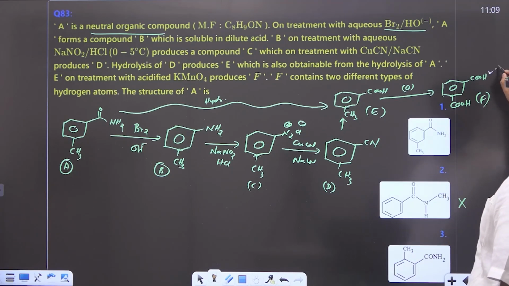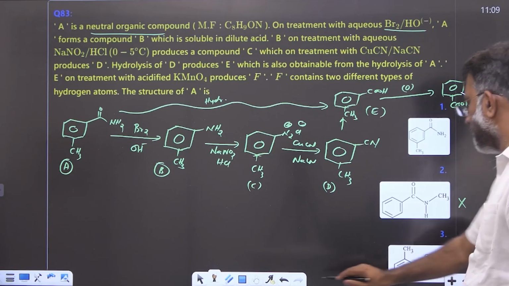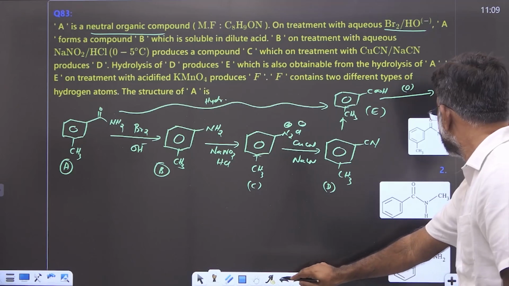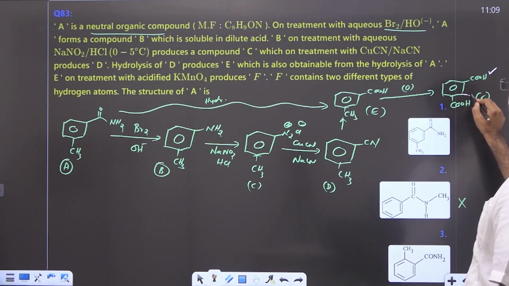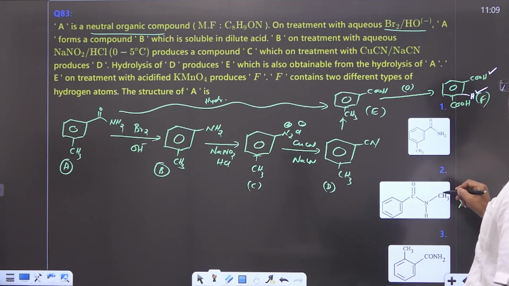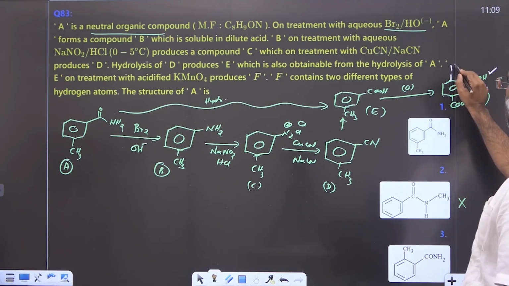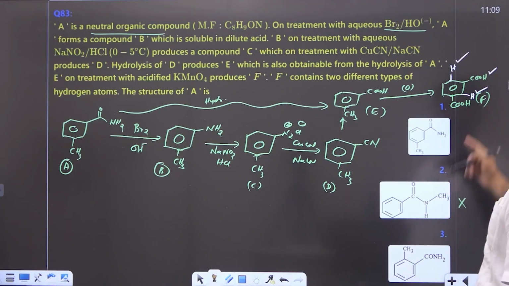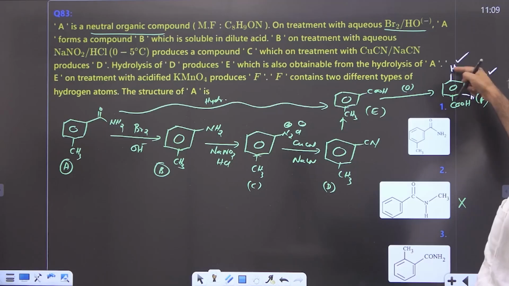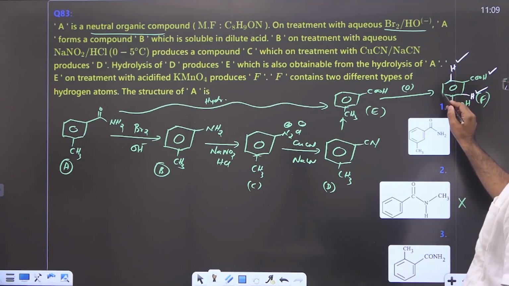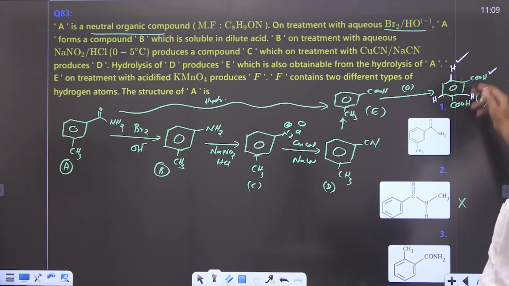It contains hydrogens that are the same, and this hydrogen is different. So type 1: this hydrogen and this hydrogen are same. This hydrogen is another type. This hydrogen in between these two groups is different from this hydrogen, which is away from them. And this hydrogen and this hydrogen are same. This hydrogen and this hydrogen are same.